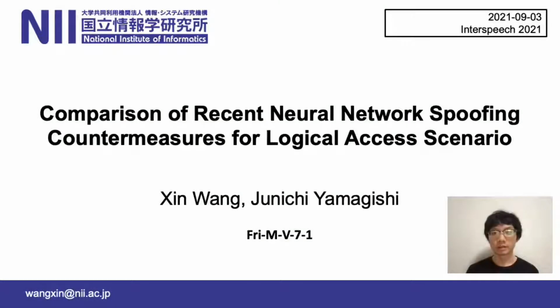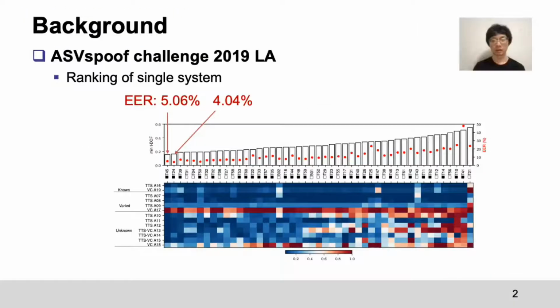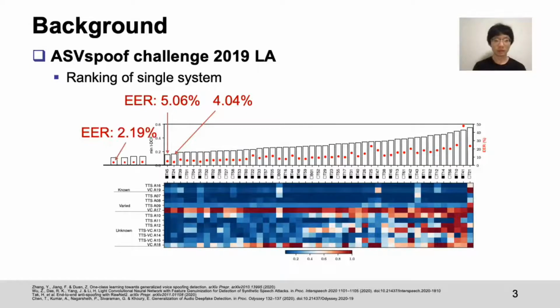This work is an experimental study on the logical access scenario of the ASVspoof Challenge 2019. The top system during the challenge achieved an equal error rate around 4%. This is quite low. After that, there are new systems that further reduce EER to around 2%.